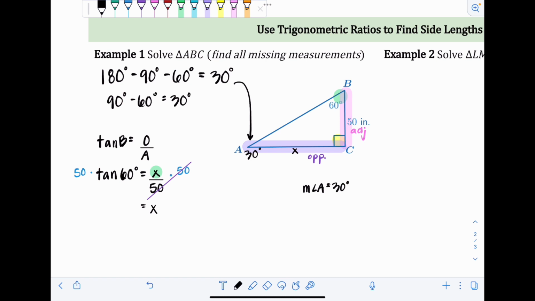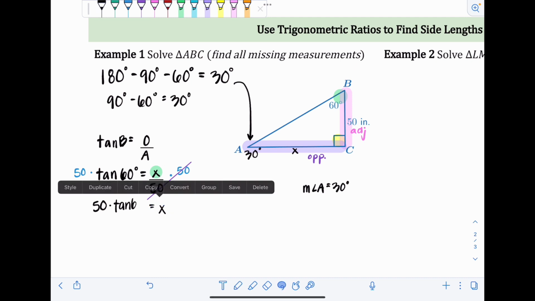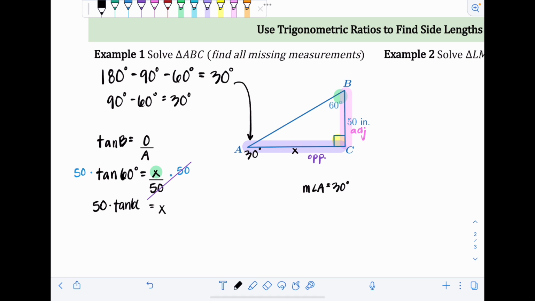And then on the left side, I would have 50 times tangent of 60 degrees, and this is something that we can put in a calculator now. So it may look different depending on what type of calculator you have. You can use just the Google calculator. If you have a phone calculator, you can use that as well. If you have a regular calculator, it's probably the easiest way to type in. You're probably able to type it in all in one step.